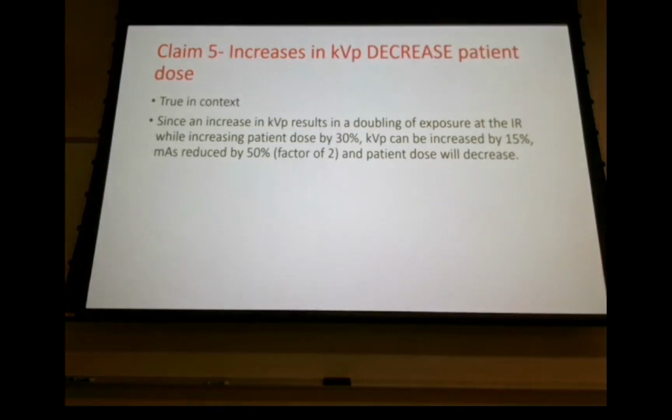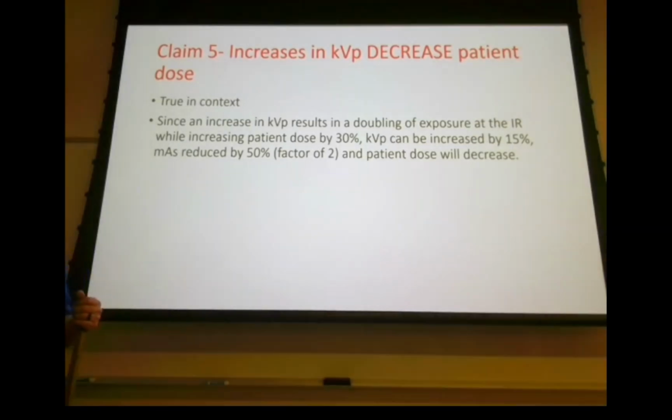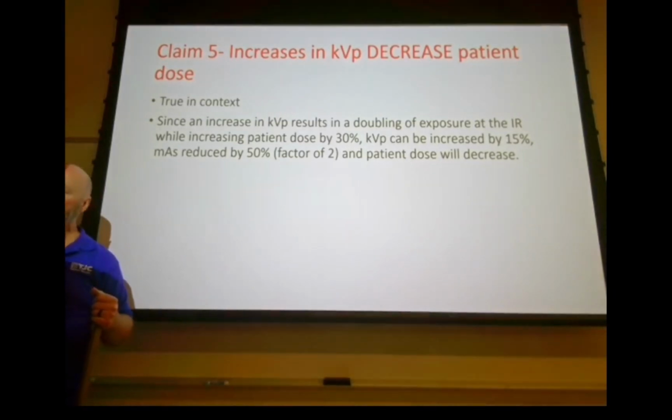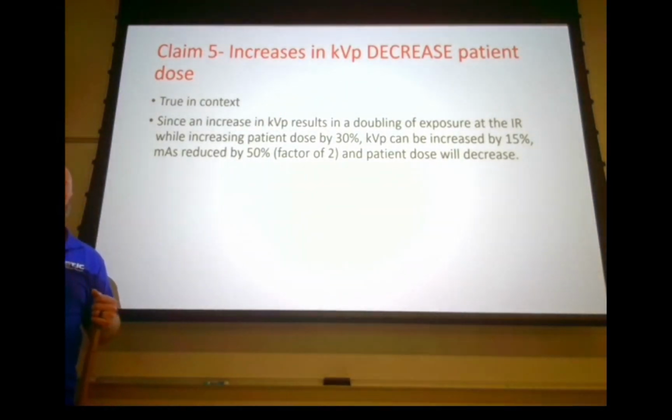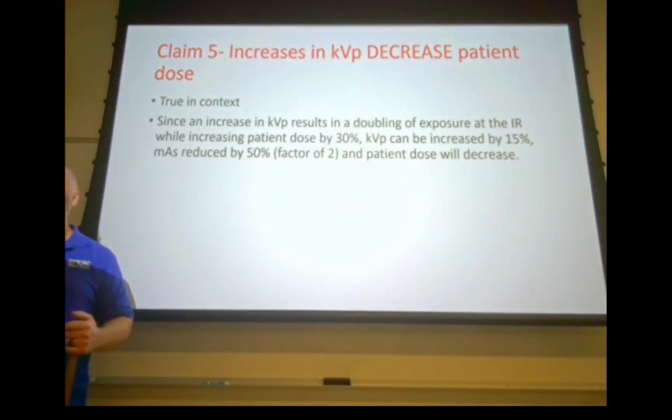All right, so claim 5, increases in kVp decrease patient dose. Yeah, it does, but we just talked about if you increase kVp, you increase patient dose, but how can you use kVp? If you increase kVp by 15%, you get 30% increase, roughly, in the number of photons that you create, right? And that's going to double the image receptor exposure.